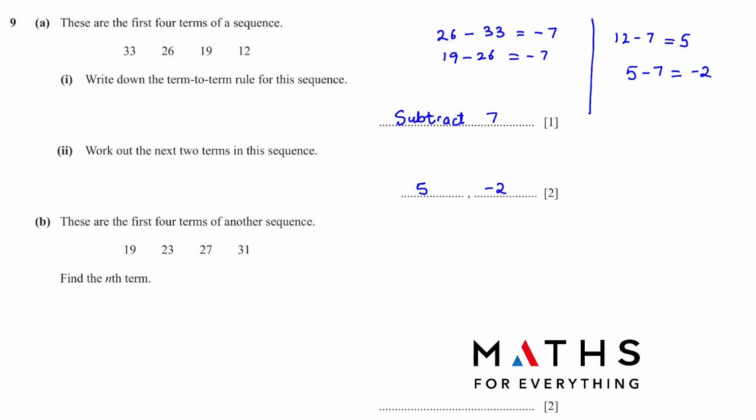In part B, we have been given again the first 4 terms of another sequence. Find the nth term. Let's check the difference between each term. 23 minus 19 is 4. So 19 plus 4 is 23. 23 plus 4 is 27. We will use the formula a plus n minus 1 d, where a is our first term, which is 19, and d is our difference, which is 4.